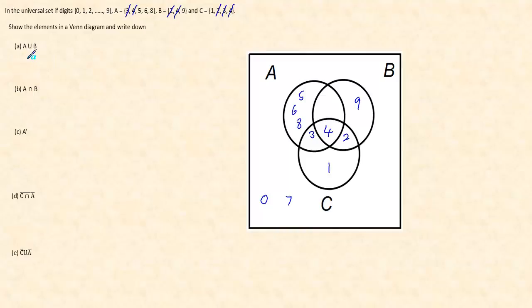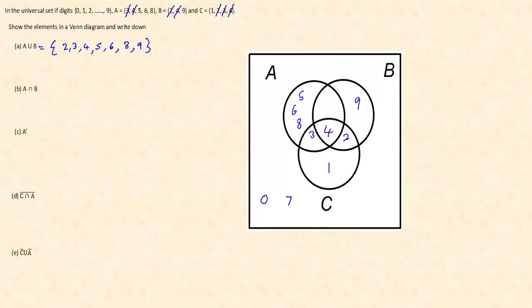Now we want A union B. So A union B means it's in A or B or both. So that's all of these elements just here. So that's going to be the set containing 2, 3, 4, 5, 6, 8 and 9. So that's A union B.